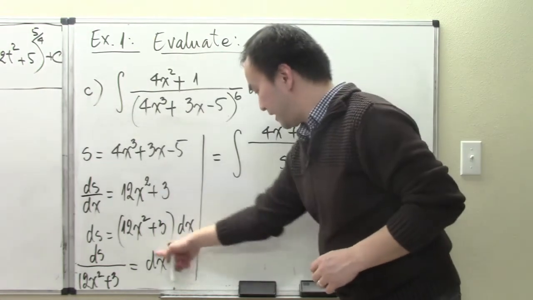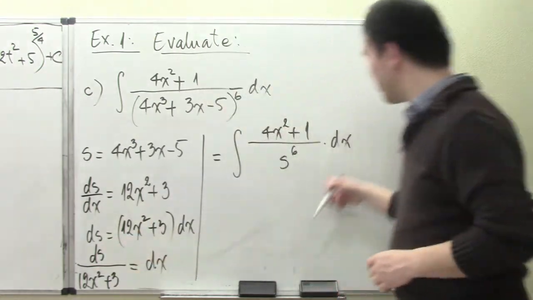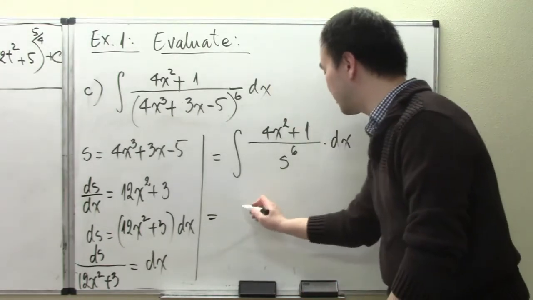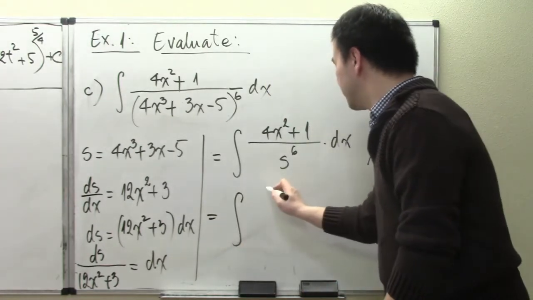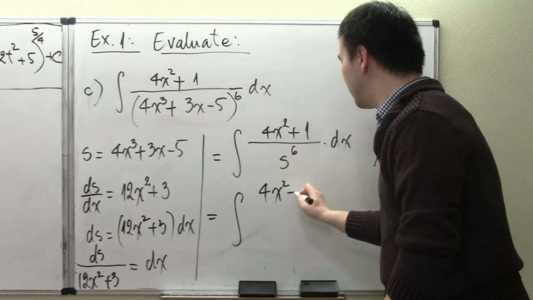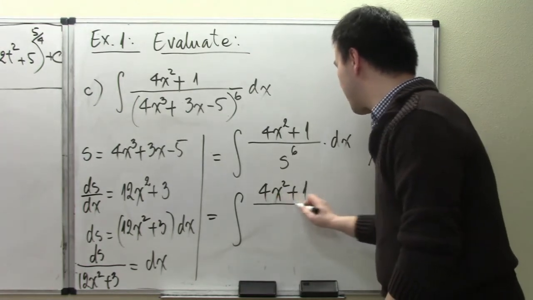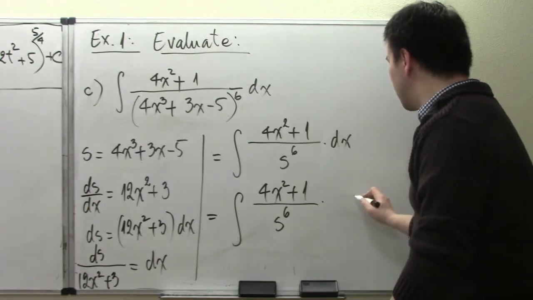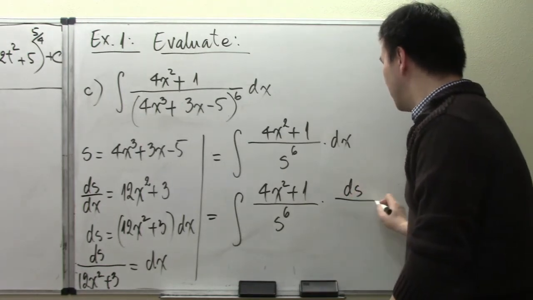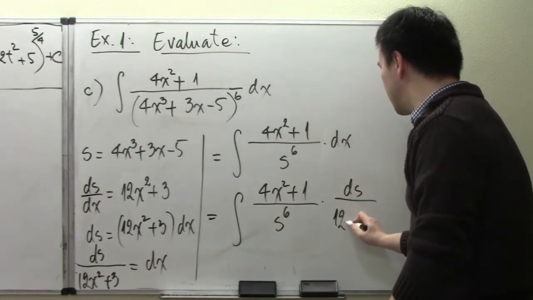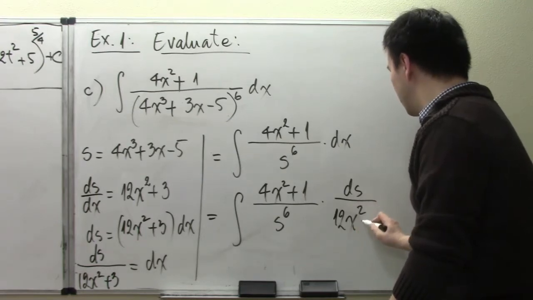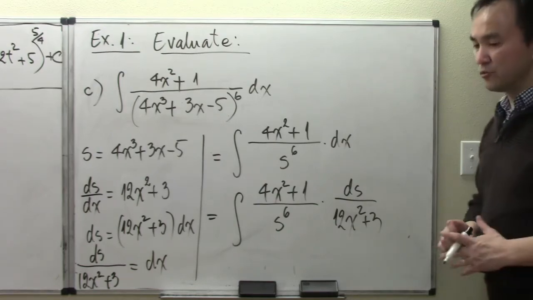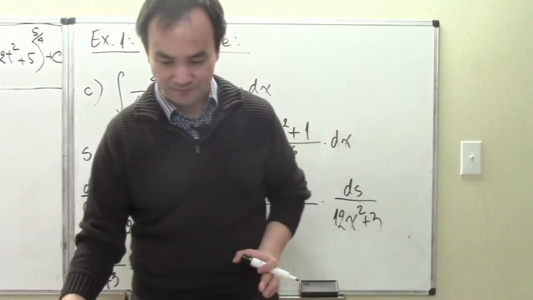Now I can use this as a substitution for my dx right here. So now into my actual problem, this is what I'm going to end up with: 4x squared plus 1 still stays the same over s to the 6th, but dx now can be substituted by ds over 12x squared plus 3. All right, and so now I'm ready to move on to my next board right there.